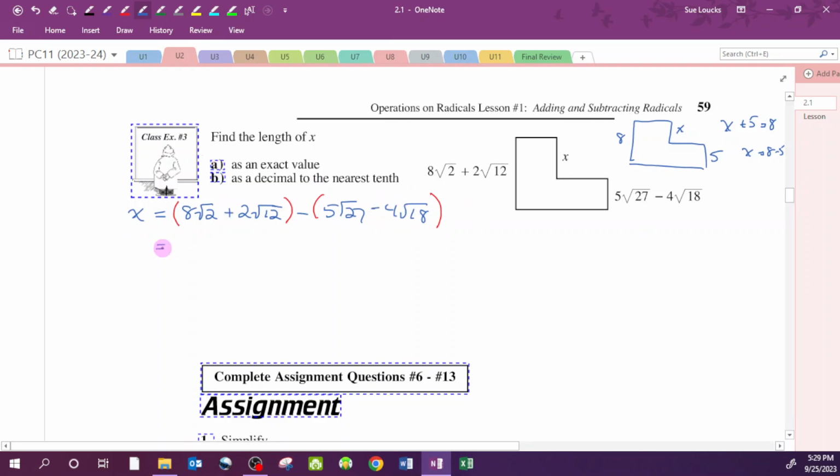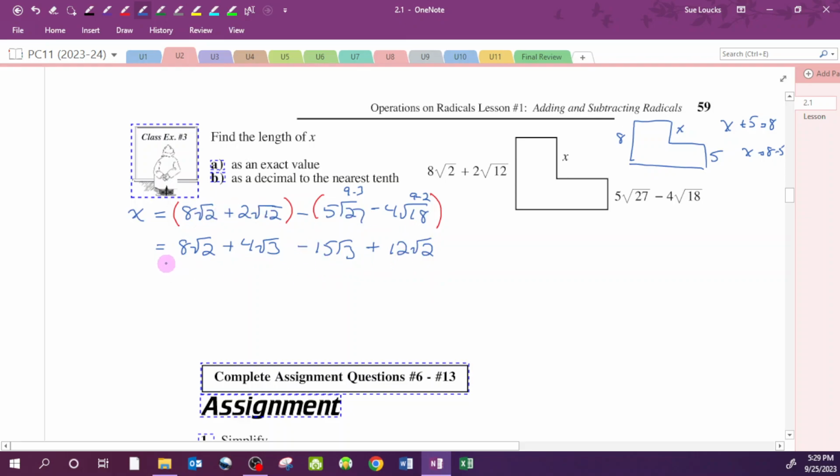Okay, so we have x equals 8 root 2. Can't do anything to simplify that. And then 2 root 12. Oh, sorry, my notes are different. This becomes 4 root 3. And then minus 5 root 27. 27 is 9 times 3, so that's going to be 15 root 3. And then this is going to be plus 9 times 2, so that's going to be plus 12 root 2.